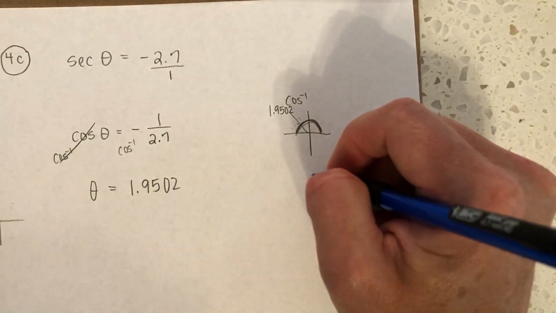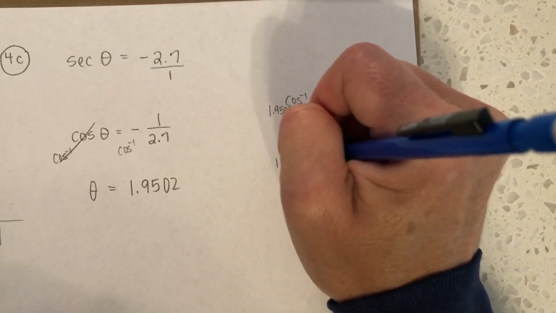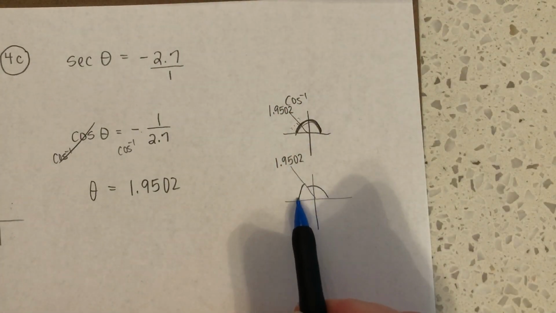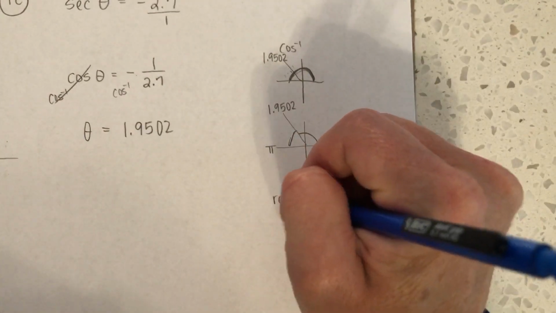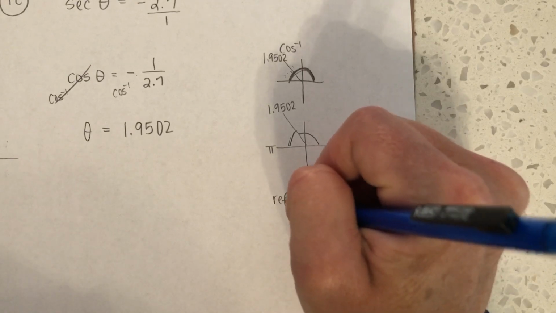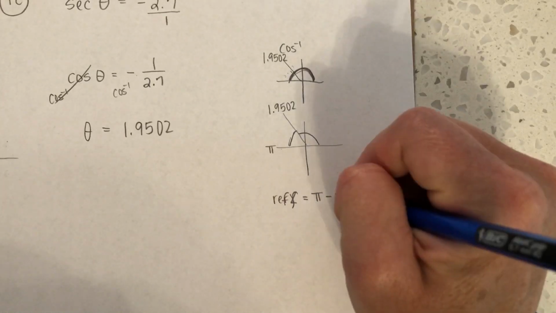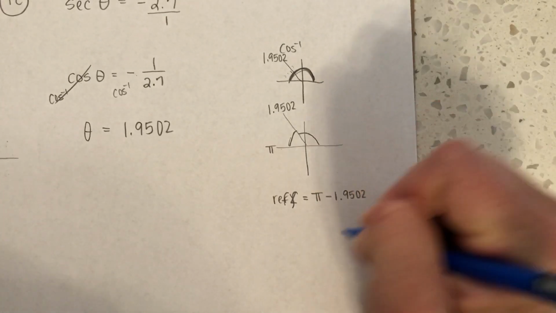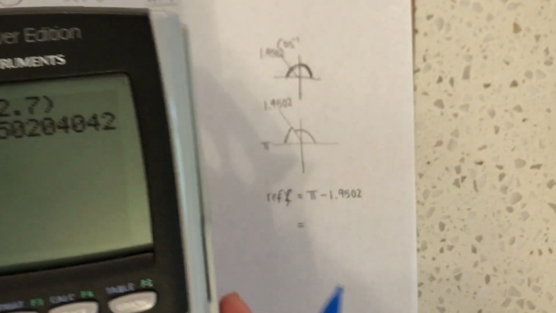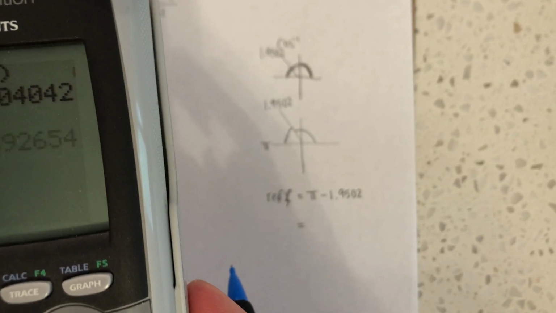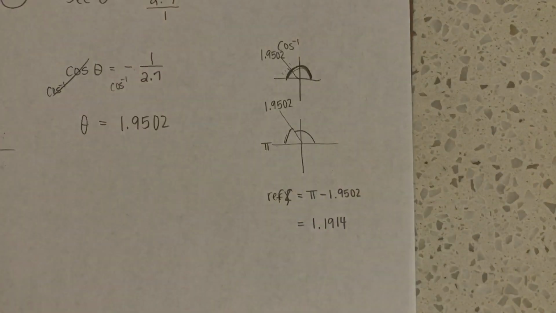So if this is 1.9502 radians, what is the reference angle right here? Well, this is pi, so the reference angle is whatever pi minus that angle is. Pi minus 1.9502. Ask your calculator, what is pi minus 1.9502? And it is 1.1914. So that's your reference angle.